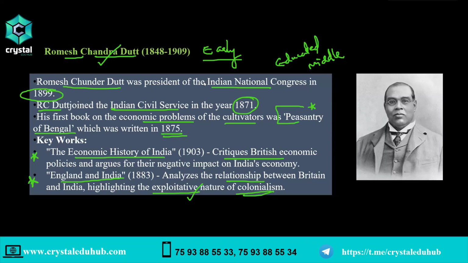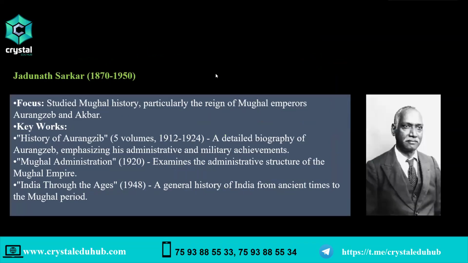Finally, we have one more person to be discussed, that is Jadunath Sarkar. He focused on studying Mughal history, especially during the period of Aurangzeb and Akbar, where he has some kind of comparative study. That's why he wrote History of Aurangzeb, in 5 volumes. Another one is Mughal Administration. Then India Through the Ages, from ancient India to the Mughal period. So just focus on these three things, which are very important: History of Aurangzeb, Mughal Administration, then India Through the Ages.